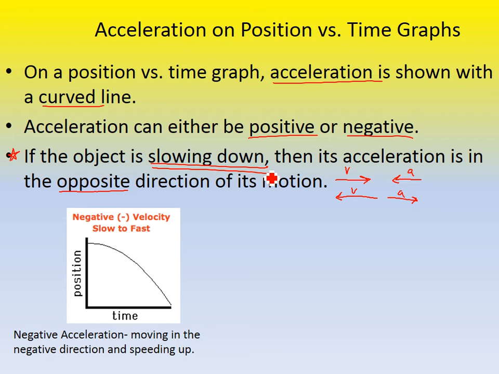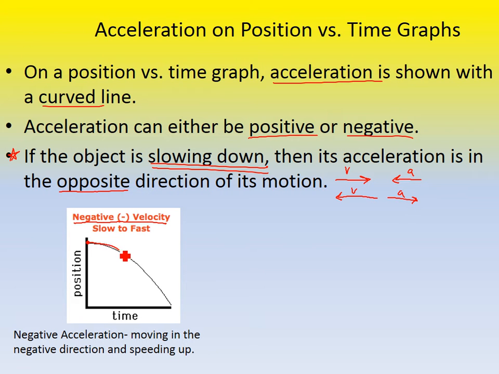Okay, here's how you would show negative acceleration. Well, a negative velocity and a negative acceleration. So we have negative velocity. That means our slope is going to be what? It's going to be negative, so we've got to go down. And if we want to have a negative acceleration, we've got to speed up. So here's how you would show that.